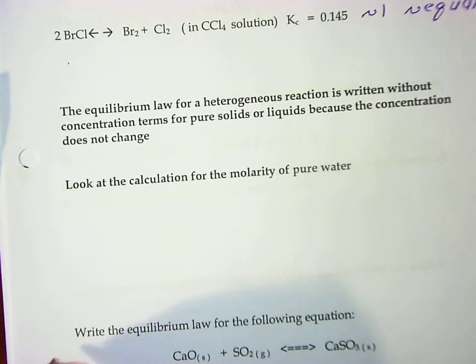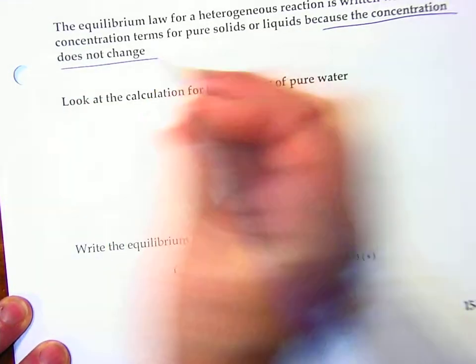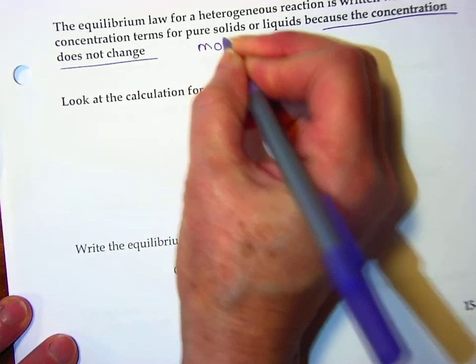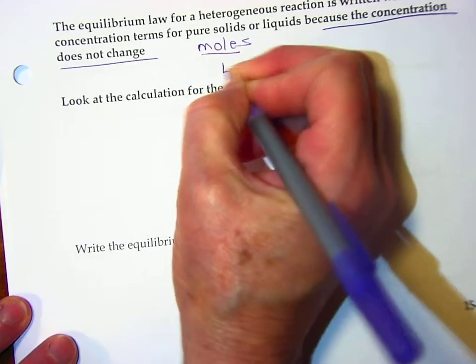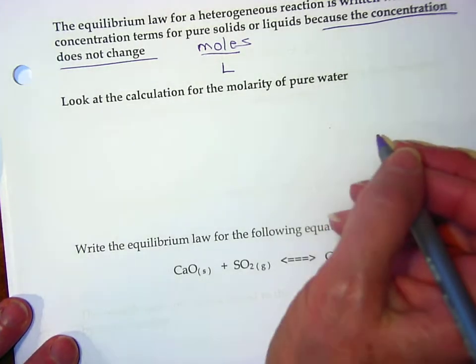Now earlier I told you that when we're talking about concentrations and looking at these K values, we don't include solids and we don't include pure liquids. And now I'd like to show you mathematically why that is. The reason is the concentration does not change. We're talking about the molar concentration in moles per liter. And the concentration never changes for these pure solids and liquids.